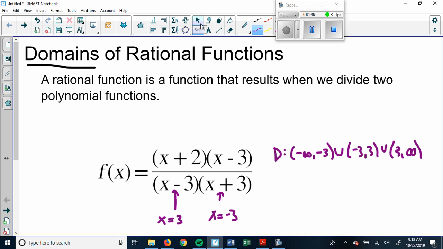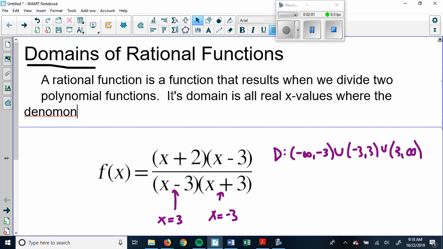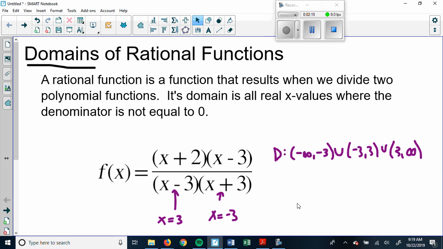The only thing with rational functions is we cannot divide by 0. We'll say that here. Its domain is all real x values where the denominator is not equal to 0 because we can't divide by 0. All right, so let's take a look at this function on Desmos, and we'll see how Desmos shows us the domain.